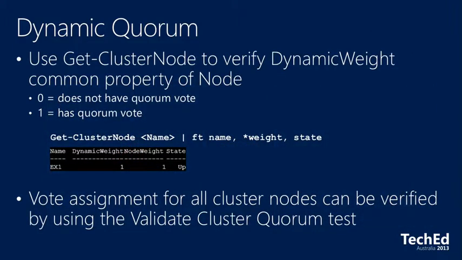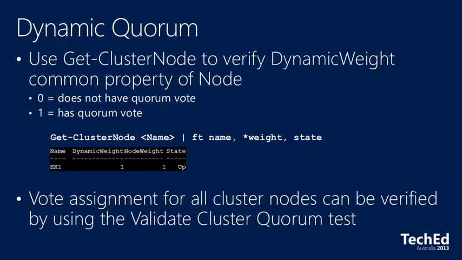So to look at the voting status of a DAG member, whether you manually take it away or whether it's dynamically taken away, you can simply use the Get-ClusterNode commandlet. If it has a value of 0 for dynamic weight, that means it does not have a vote. If it has a value of 1 for dynamic weight, that means it does have a vote. And the vote assignment can also be verified using the validate cluster quorum test. But that involves going into the cluster tools and using their tools. I find it much easier just to run this one commandlet and find that information out there.